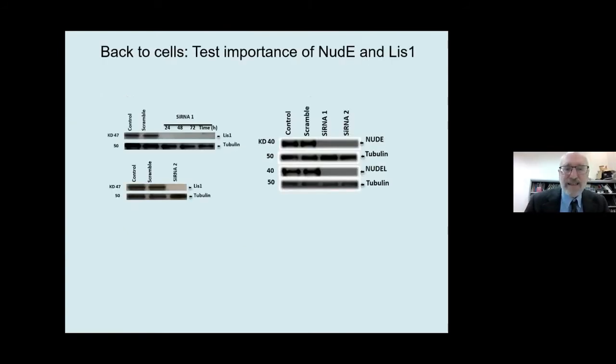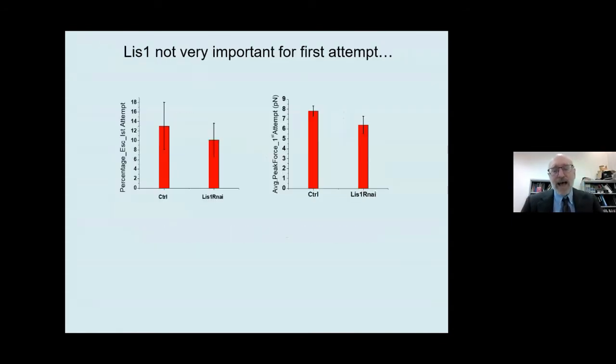And so we tested that. Back in the cells, we did an RNAi against Lis1 or against NudE, and we were able to get rid of the Lis1 or the NudE, and then we were able to measure what happened. And what we saw is that Lis1 is not very important for the first attempt.